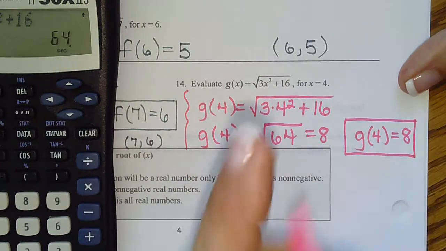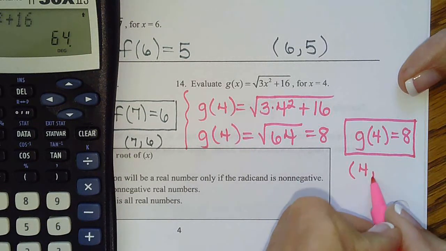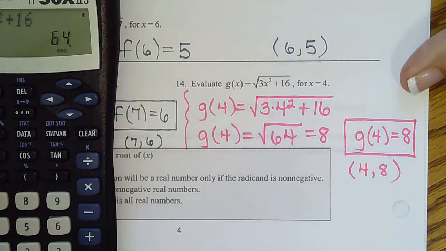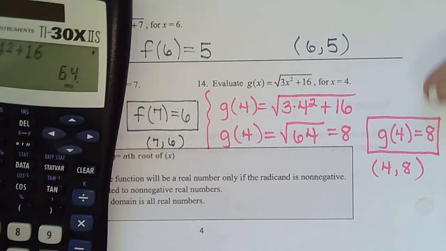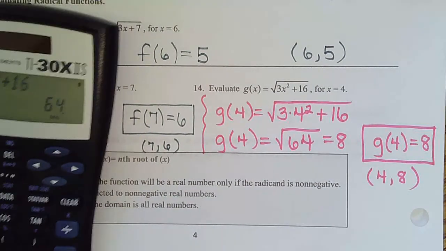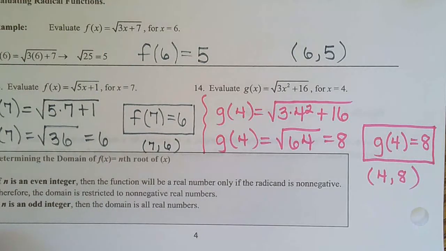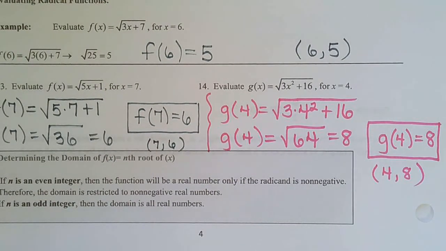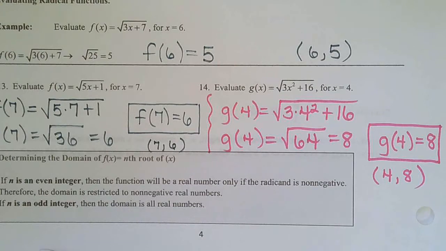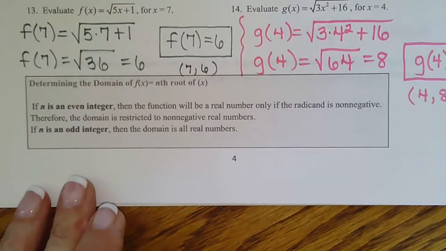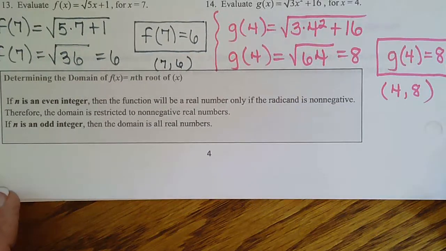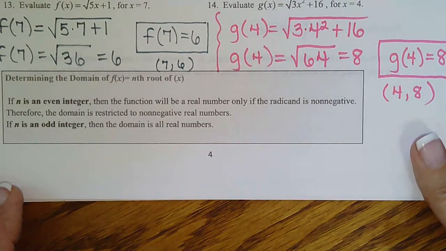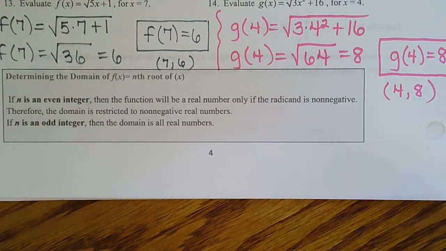But remember, that means the point (4, 8) is on the graph. So on the next page, like I said, we are going to be graphing, so you need to understand that that gives you a point once you have evaluated. Okay, so easy enough, right? So next we're going to learn about domain. Domain is on our test, and it's also on our final exam.